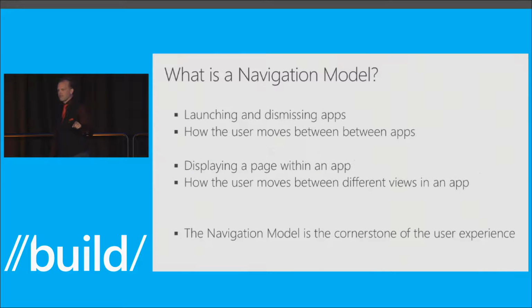So I touched on this. What is the navigation model? It's basically whenever a user inside your application goes from one page to another, or presses the back button, the software back button on the PC applications. So, without using the word navigate, we'll use that a lot, it's how the user moves within an application or between applications. And like I said, the navigation model is the cornerstone of the user experience. Get it right. Key, get it right.